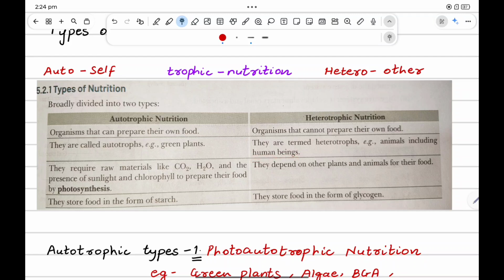Under autotrophic nutrition, green plants require raw materials like carbon dioxide, water, sunlight and chlorophyll to prepare their own food by the process of photosynthesis. Whereas under heterotrophic nutrition, organisms depend on plant and animal sources for their food. Under autotrophic nutrition, once the food is prepared by the plants, the extra unused food is stored in the form of starch. Under heterotrophic nutrition, the extra unused food is stored in the form of glycogen.